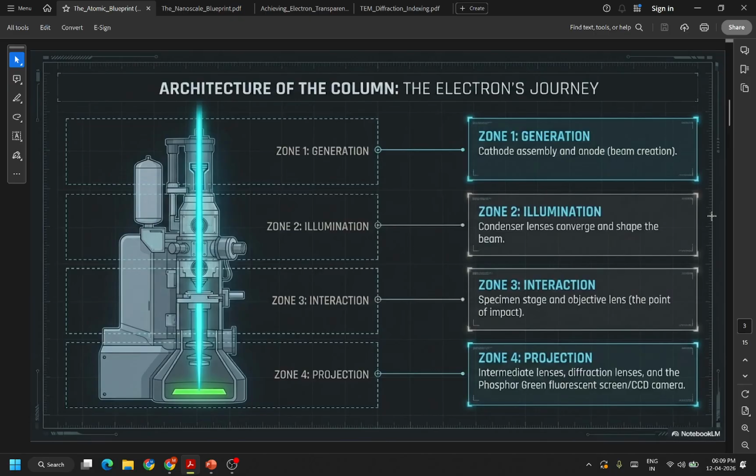So the TEM column consists of four zones. First is generation, where your cathode assembly and anode sit, where your beam is generated. Second is illumination, which contains your condenser lenses, which converge and shape the beam. Next is interaction, where your specimen stage and objective lens sit. And last is projection, where your intermediate lenses, diffraction lenses, and the fluorescent screen or CCD camera sit.